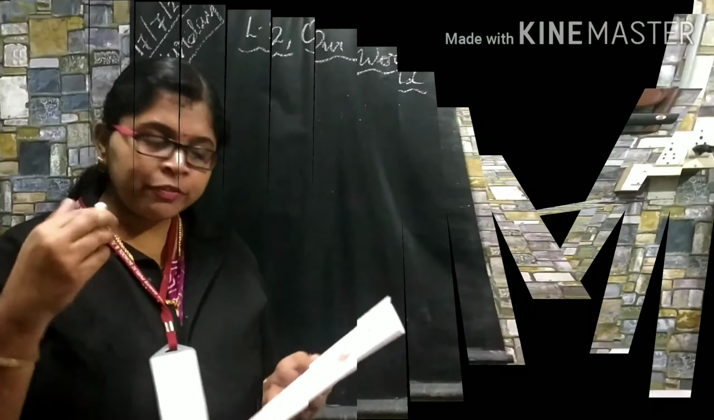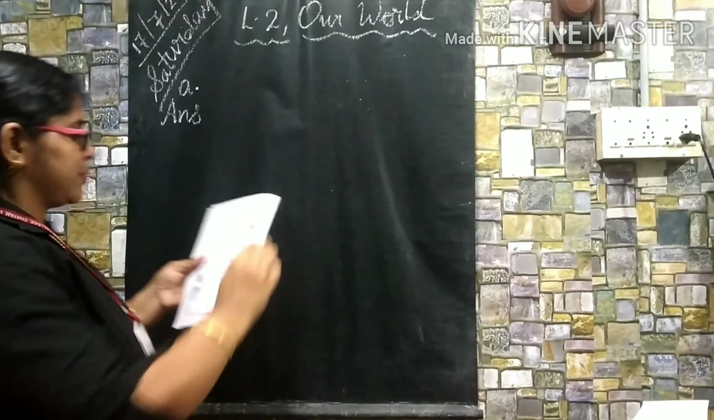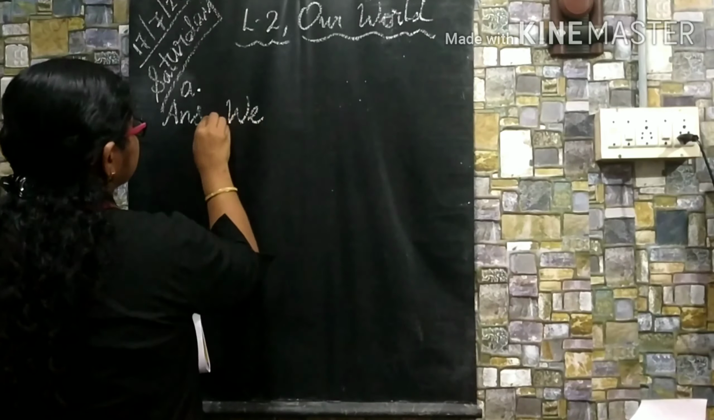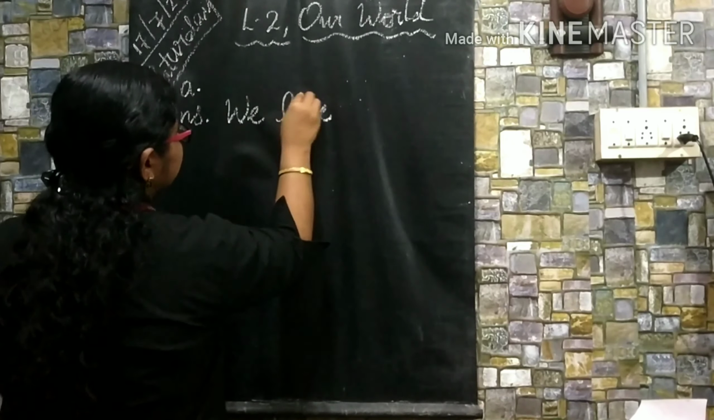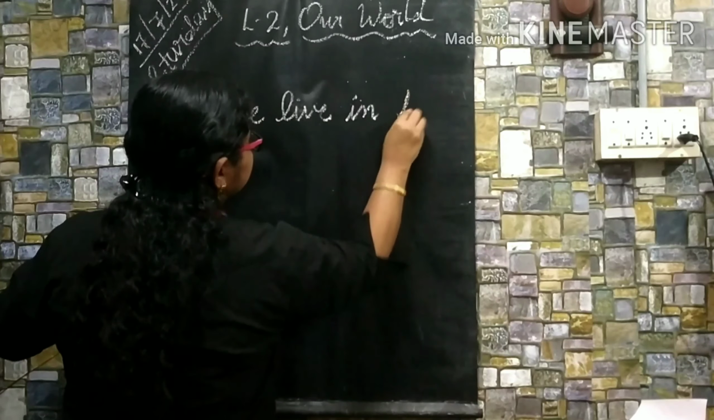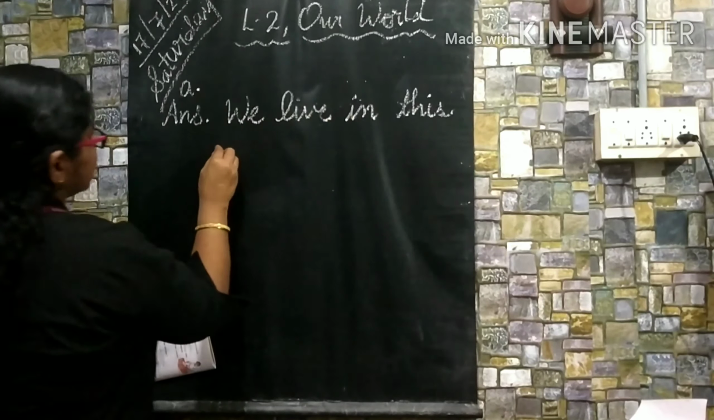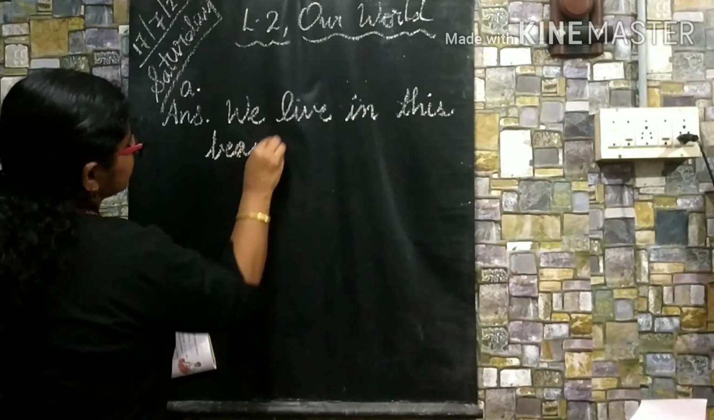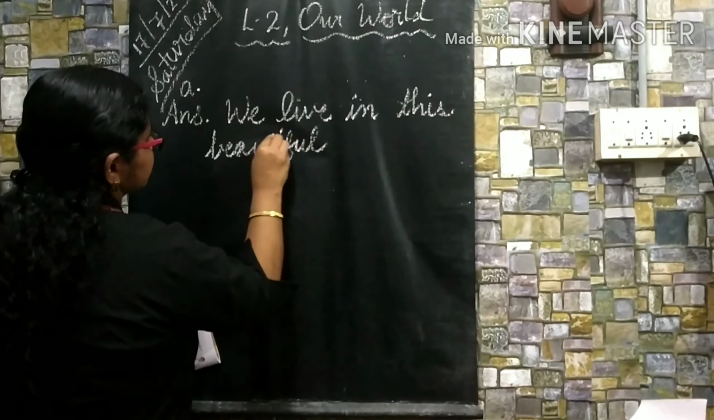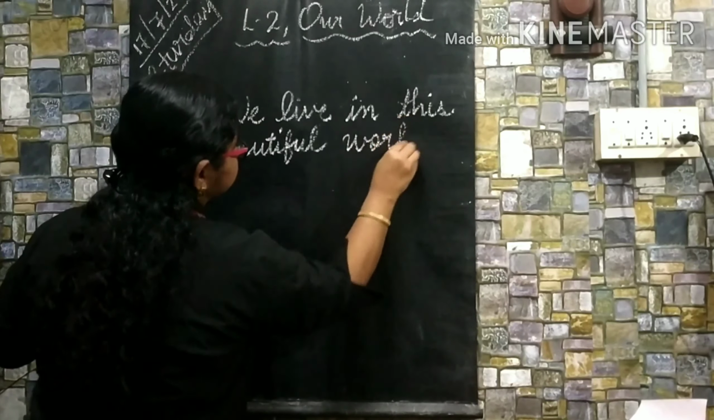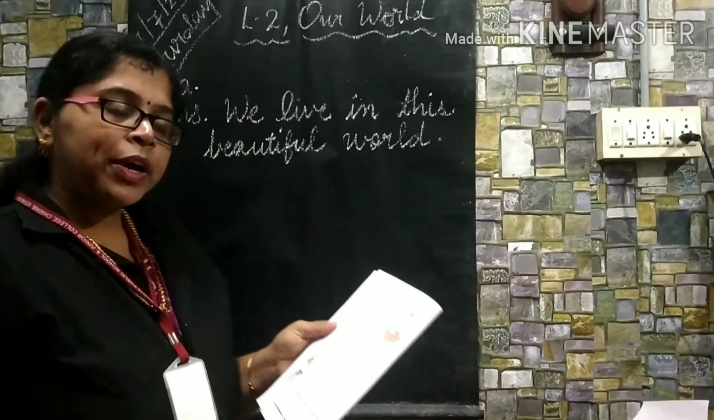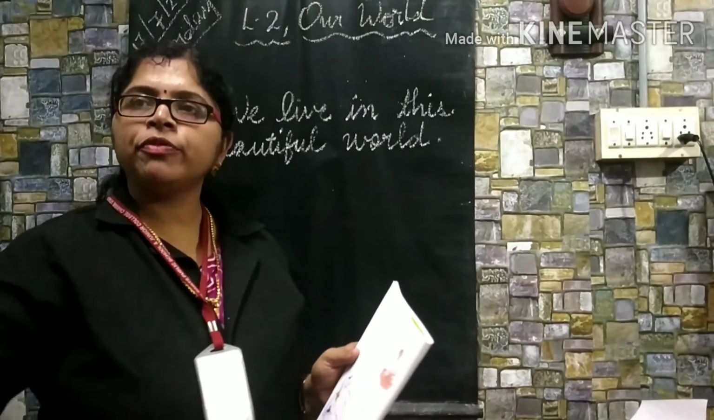Okay, now we will do the next one. Answer the following. First question, where do we live? So, children, what will be the answer? We live in this beautiful world, isn't it? So, first answer, all of you write. We live in this beautiful world. Okay, so where do we live, children? We live in this beautiful world.